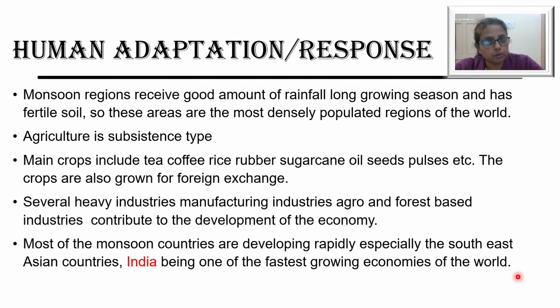Monsoon regions receive a good amount of rainfall. They have a long growing season and very fertile soil. So these are the areas of the world where we find the population to be very high. Agriculture is a subsistence type of agriculture where the farmers grow enough to feed themselves and their families. Main crops include tea, coffee, rice, rubber, sugarcane, oilseeds, pulses, etc. The crops are also grown for foreign exchange.